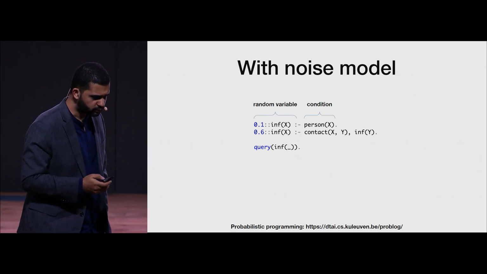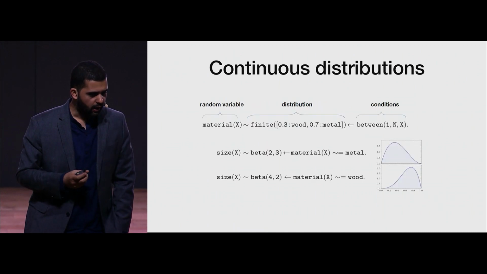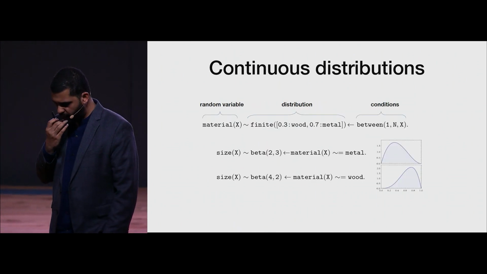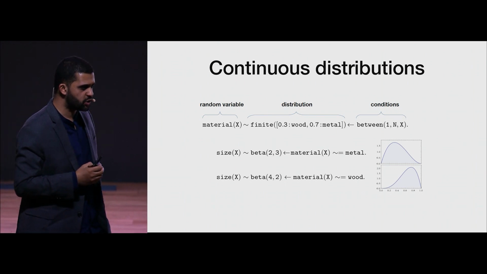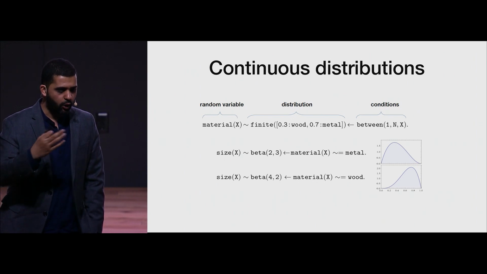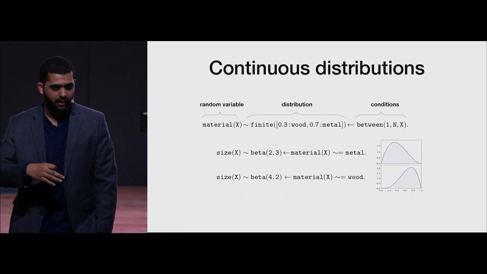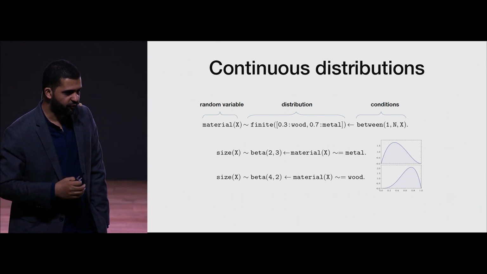And this would be a very simple extension to the previous program, adding these probabilities, and you get essentially a noise model. To do something slightly more non-trivial, imagine now I want to talk about the distribution of blocks in a room. What the first constraint is saying is that there are n objects in the room, and of all of these objects, about 30% are made of wood, and 70% are metal.